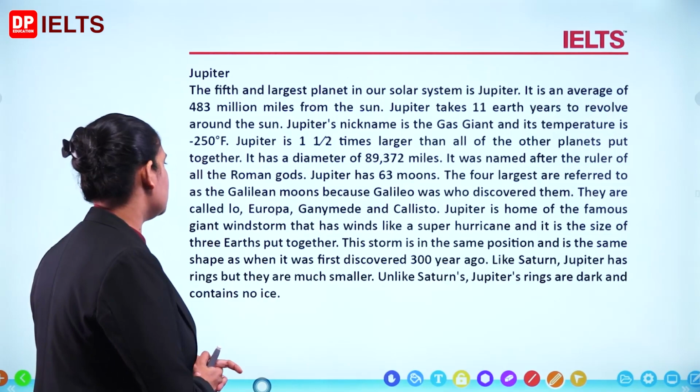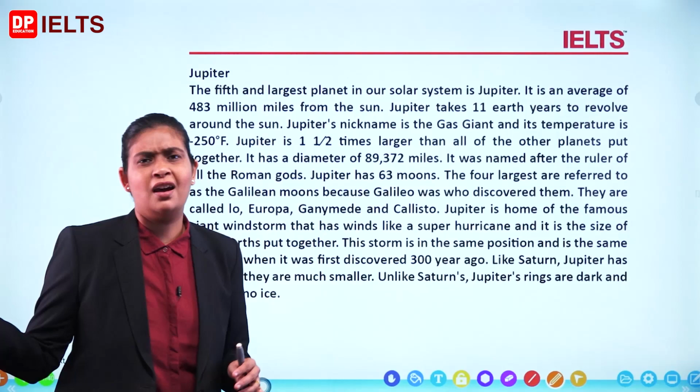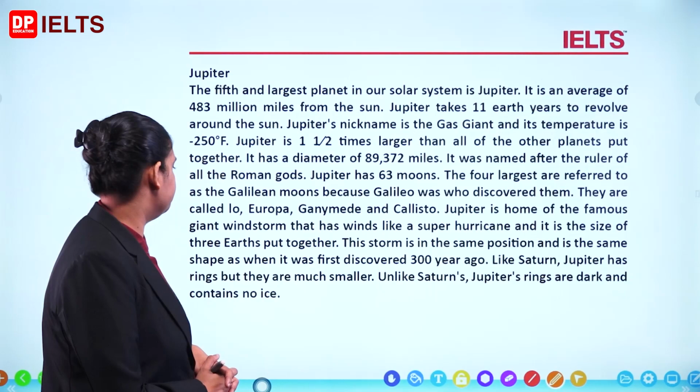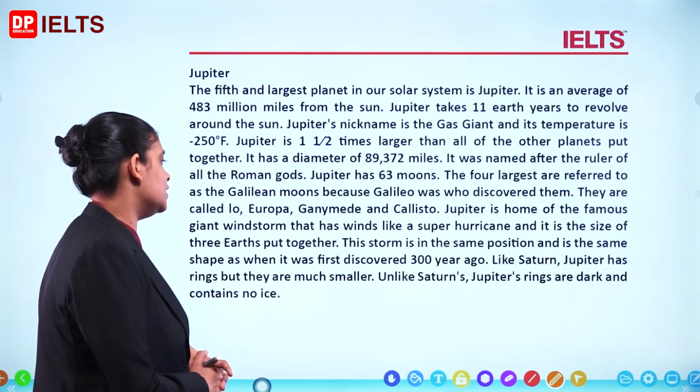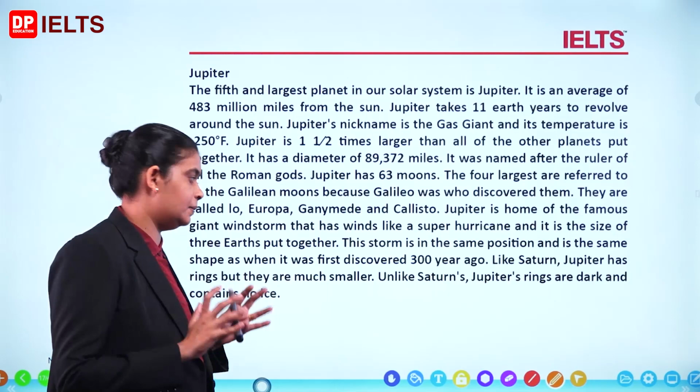Jupiter is a giant windstorm and has winds like super hurricane. ඉතින් ජුපිටර් වල hurricane තියෙනවා, සුලි සුළං හරියට තියෙනවා. Like Saturn, Jupiter has rings but they are much smaller. ඉතින් Saturn වගේම Jupiter වටේ rings තියෙනවා, හැබැයි ඒවා ගොඩක් පොඩියි. Unlike Saturn's, Jupiter's rings are dark and contain no ice. ඉතින් Saturn ගේ වගේ නෙවෙයි, Jupiter ගේ එක හරිම dark, ice නැහැ, right?